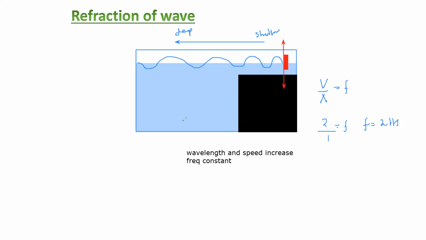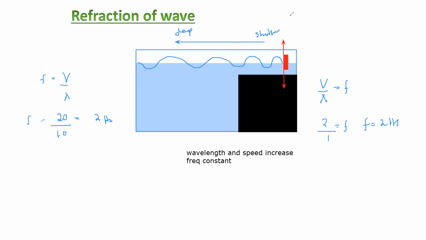Moving from shallow to deep, the speed increases, the wavelength also increases, but the ratio between them does not change. So as the ratio between them does not change, for example speed is 20 and the wavelength is 10, then the ratio will be 2, so frequency remains unchanged. So moving from shallow to deep, the wavelength and speed increase, frequency remains constant. This is when you're looking from the sideways, like you're looking at this ripple tank from the side.